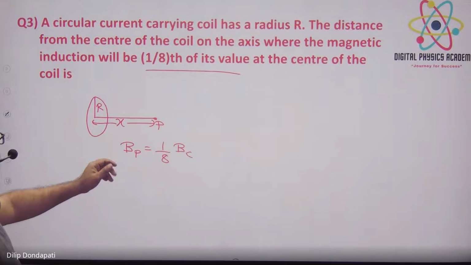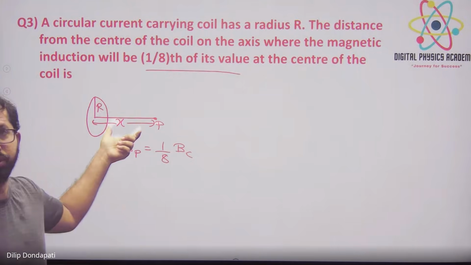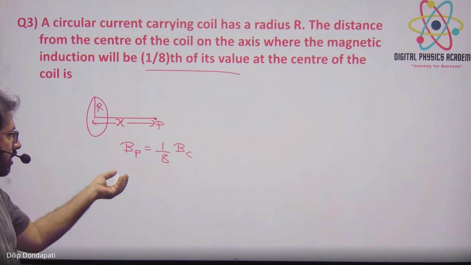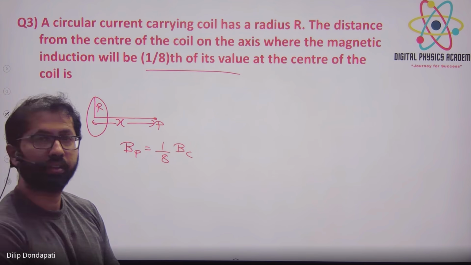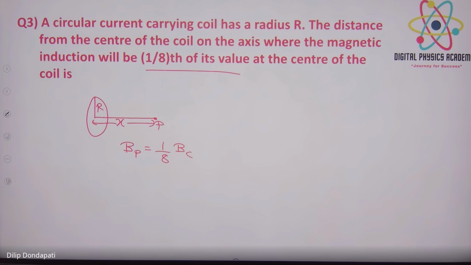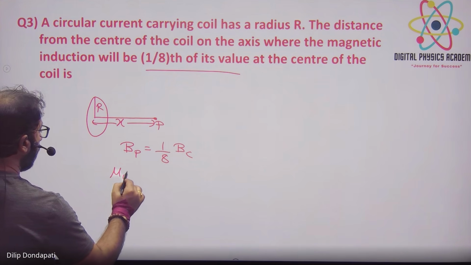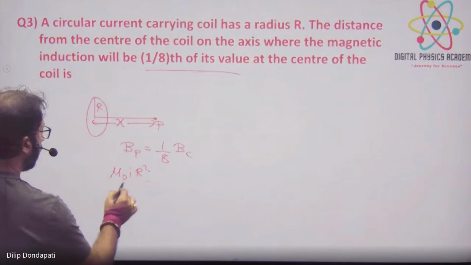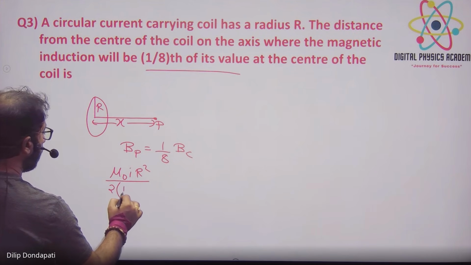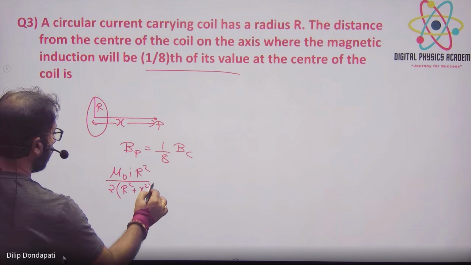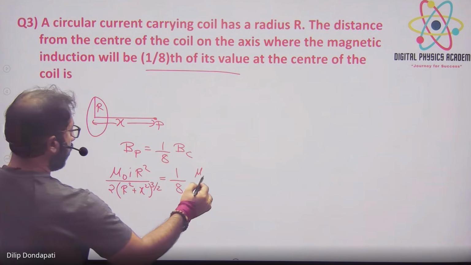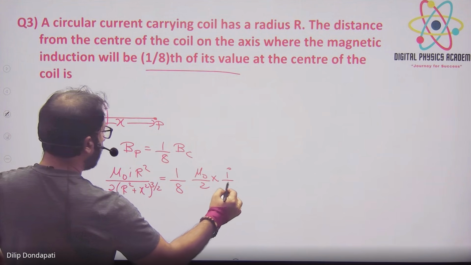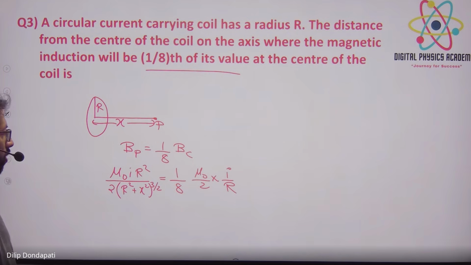At that time में he's telling to find the x value is asking. The distance x value is asking. So use the formula of axis का and center का and solve. You'll get the value of x. In terms of R में आएगा, capital R में. So mu naught I A square is nothing but R square by 2 times of A square is nothing but R square plus X square whole for 3 by 2 is 1/8 of center में formula मालूम है ना, coil में center में mu naught by 2 into I by A is nothing but radius R. Now solve, bring all one side and find X.